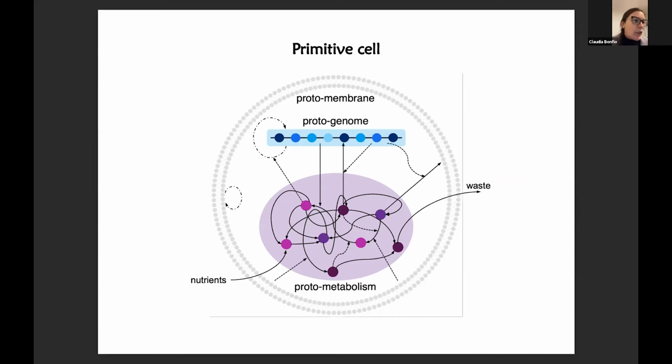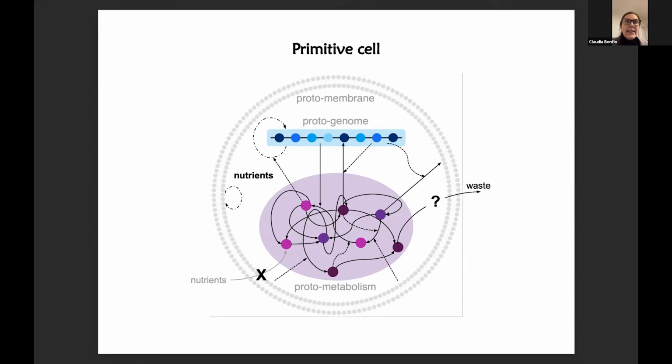Actually, this is not what we do in the lab. If you look at the next slide, you can see that what we really do in the lab is we put the nutrients, the substrates of our reactions, already inside the primitive cell. And also, no one has really focused that much on getting rid of the waste.